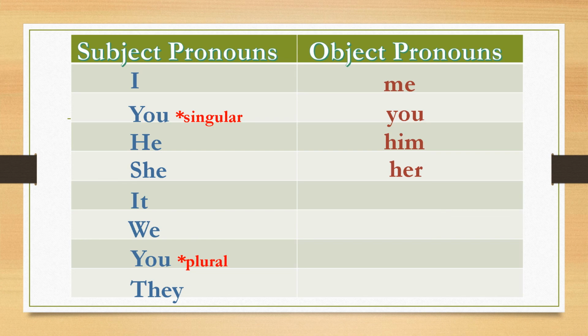When we use it as an object of the sentence, it's the same, it. And when we use we as an object pronoun, we use us. And when we use you in plural form as an object pronoun, we use you, the same. And when we use the subject pronoun they as an object pronoun, we use them.